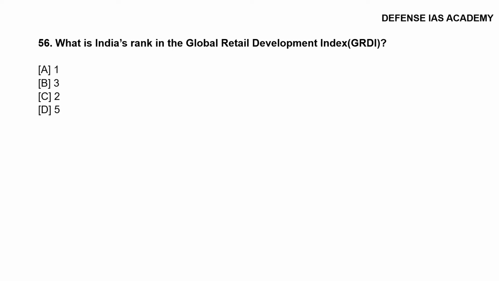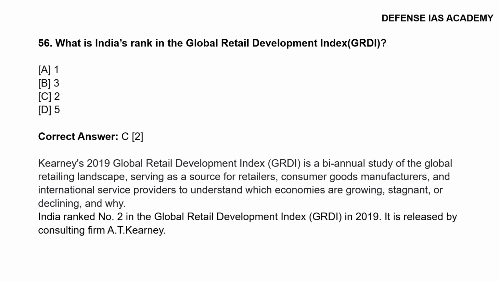Question number 56. What is India's rank in the Global Retail Development Index, GRDI? The correct answer is option C, 2. Kearney's 2019 Global Retail Development Index is a biannual study of the global retailing landscape, serving as a source for retailers, consumer good manufacturers and international service providers to understand which economies are growing, stagnant or declining and the reasons why. Now India ranked number 2 in the Global Retail Development Index in 2019.